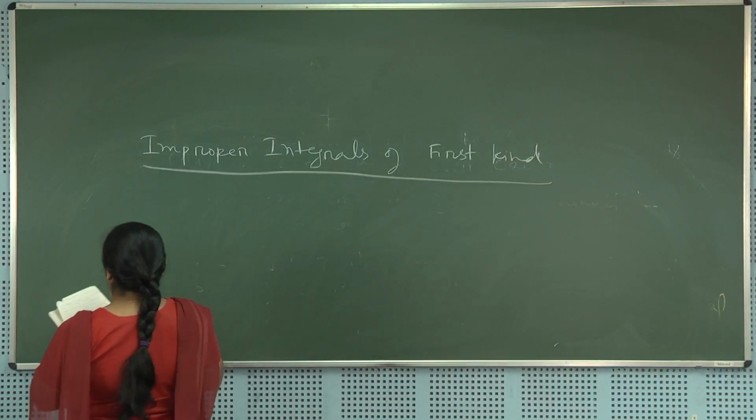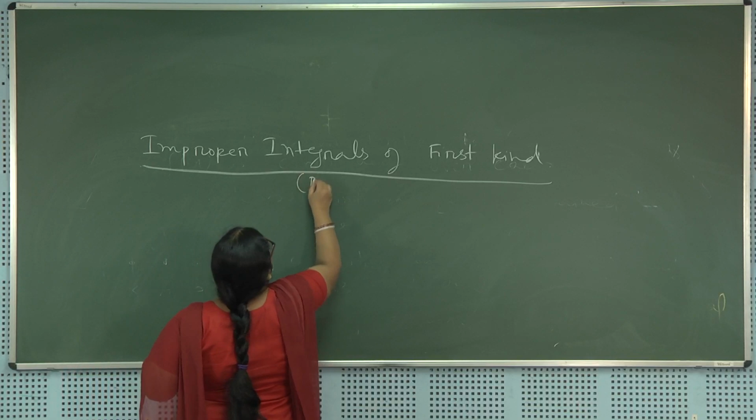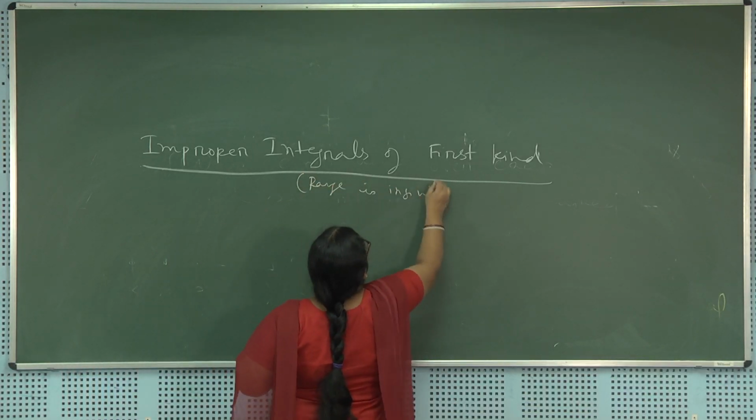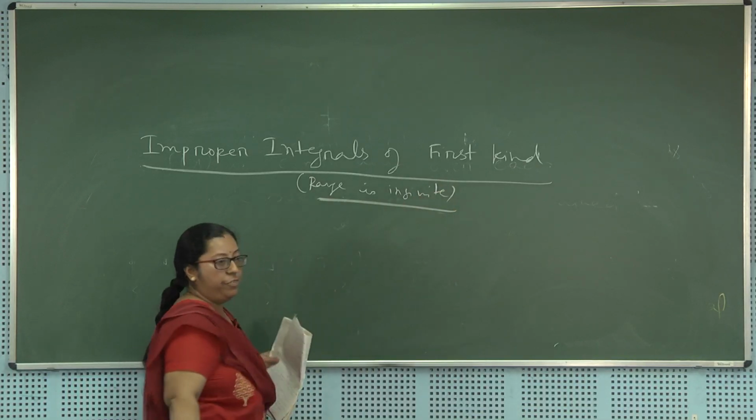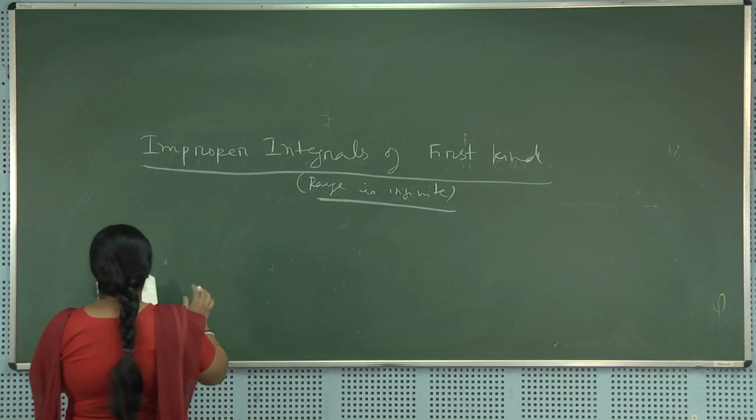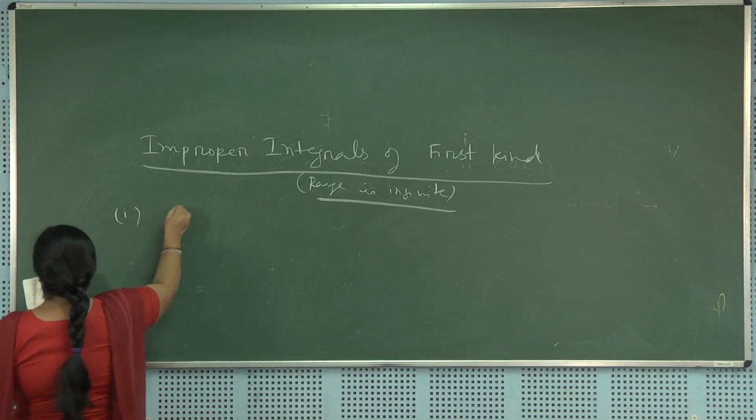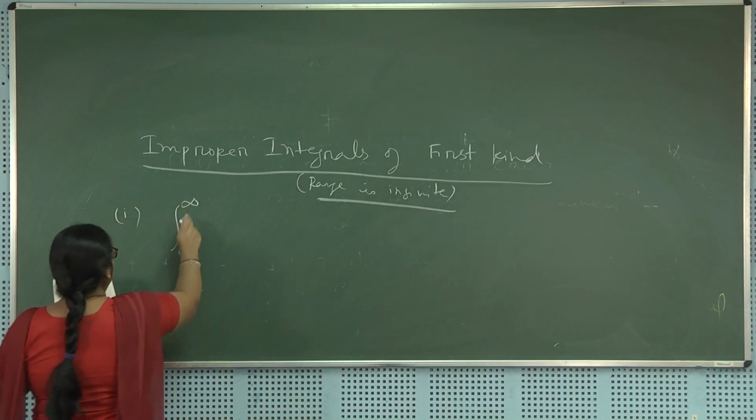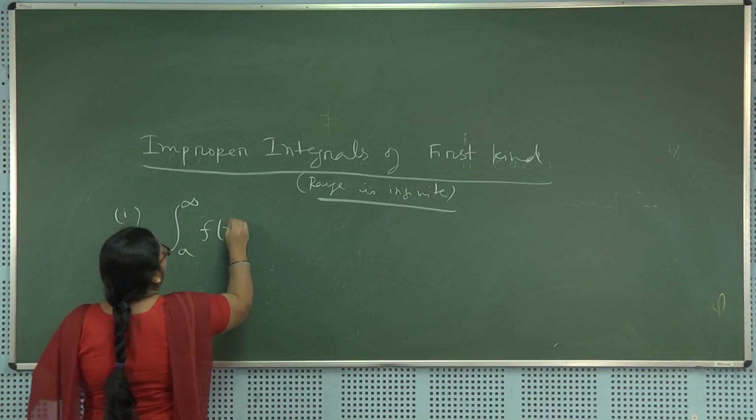What is that? So, that means here the range is infinite. Range is infinite, very important. So, first of all you have to classify which improper integral it falls under. There are three cases to follow. The first case is that the upper limit is infinite. So, a to infinity f(x) dx.